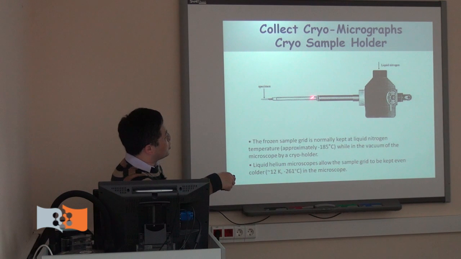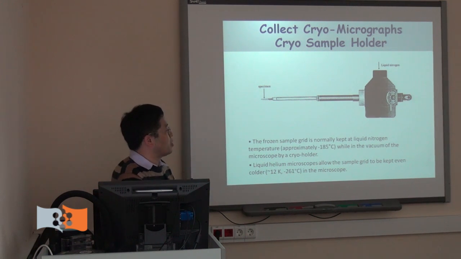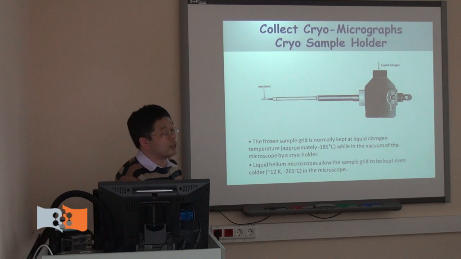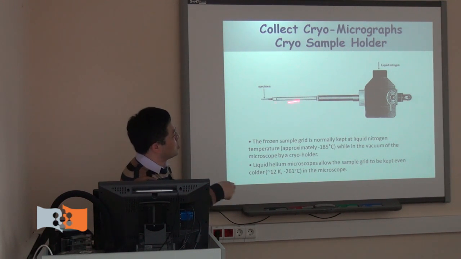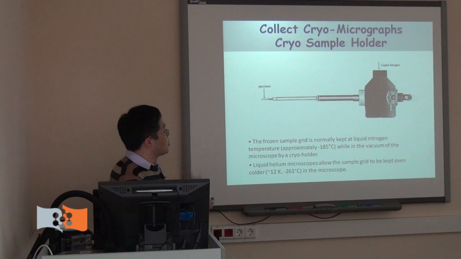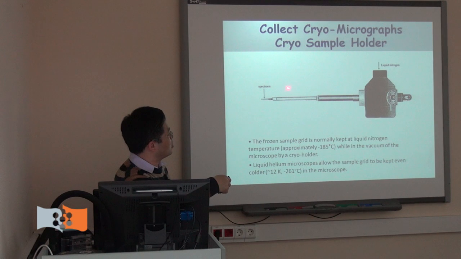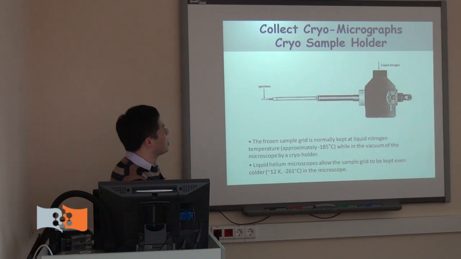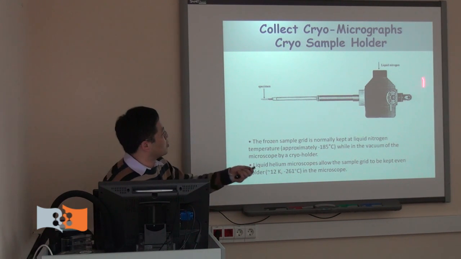In the whole process we keep it cool by filling the liquid nitrogen here to make the whole sample holder cold enough, around minus 140 degrees. Then the electron beam comes in. In the whole process you have to be very careful. Don't let it warm up. Keep the sample frozen. This is the device we use, the cryo holder.